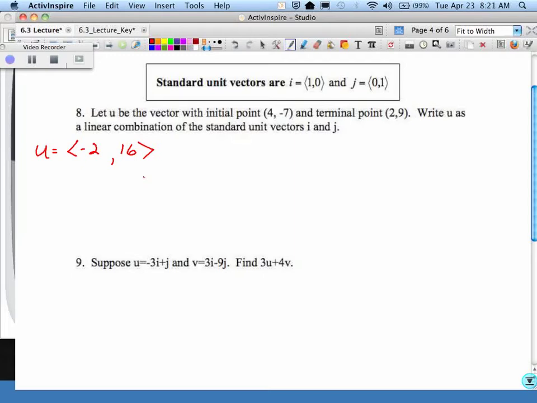Now it says, write it as a linear combination. Once it's in the component form, it is actually quite easy to just write -2i plus 16j to represent how much you are moving horizontally and how much you are moving vertically. We're not getting into complex numbers, but -2i plus 16j is all it's asking you when you talk about a linear combination of a vector. Combine the horizontal and vertical piece together.